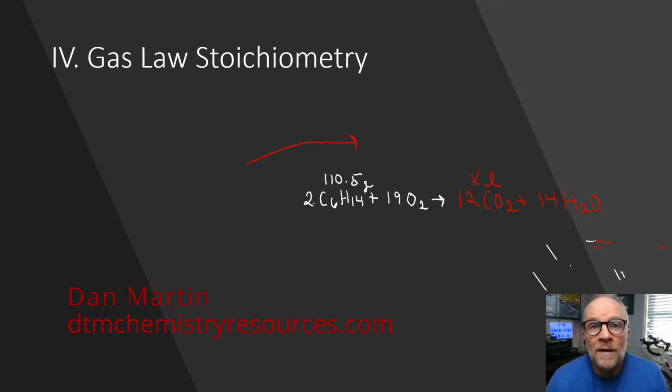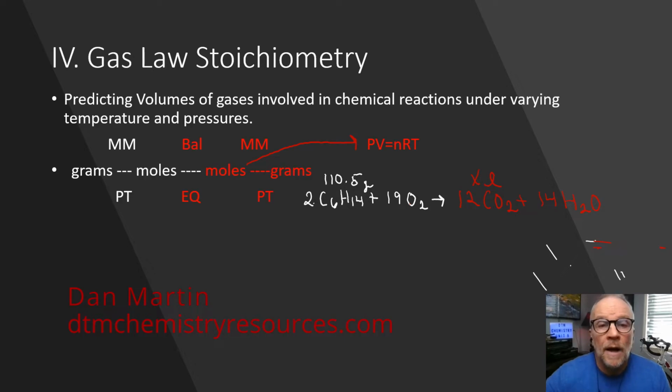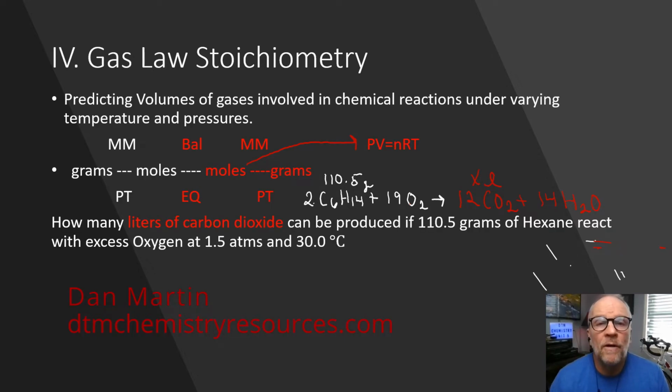Now, I think you'll find it not a whole lot more difficult than working regular stoichiometric problems. So let's get started on it. And we will be using the same flow chart that we have before in the past. And instead of using Avogadro's number, once we get converted to moles, we'll be using the ideal gas law equation, PV is equal to nRT. So we'll be able to predict volumes of gases involved in chemical reactions under varying temperatures and pressures.